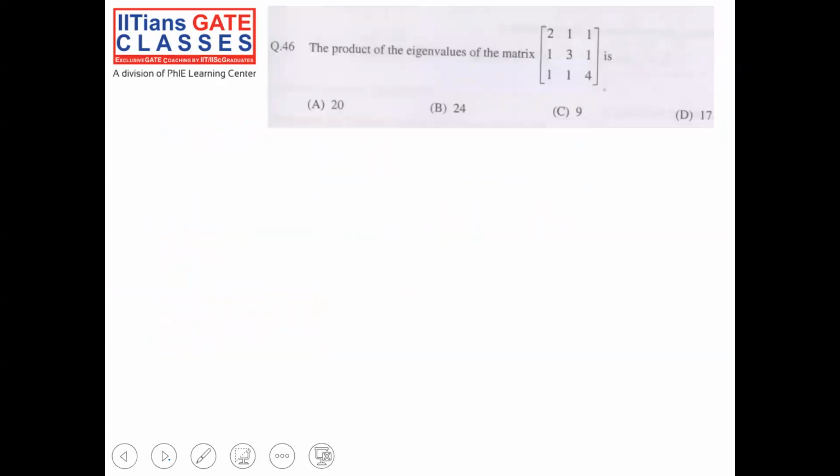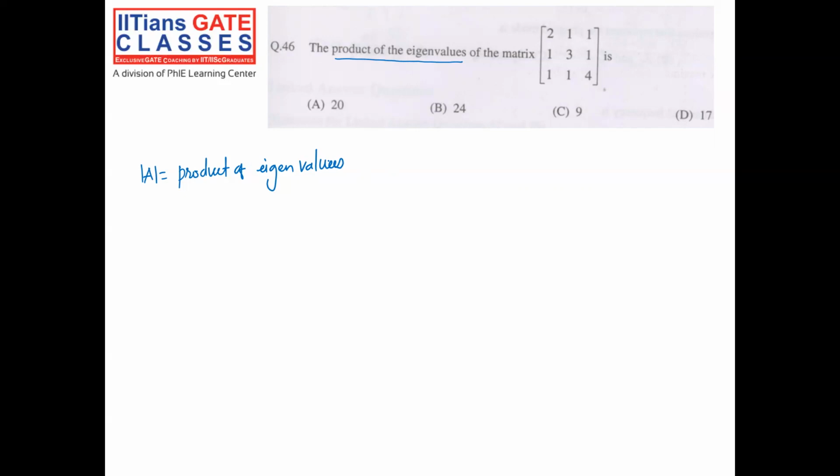Coming towards the next question. This question is again from linear algebra, where they are asking us to find the product of eigenvalues. We have just seen in the second question that the product of eigenvalues is equal to the determinant of the matrix. So if you know this, then solving this problem is pretty simple. Otherwise, you may have to calculate the eigenvalues and then take a product, and it will take a long time.